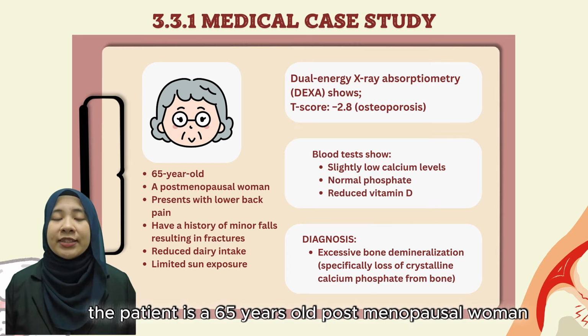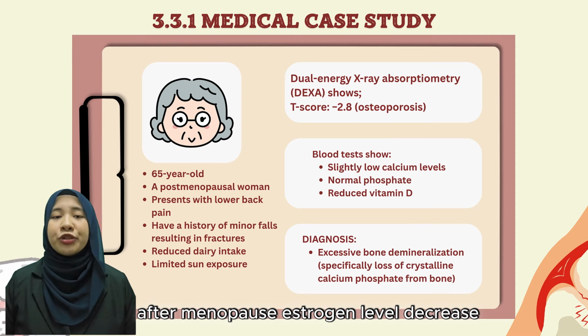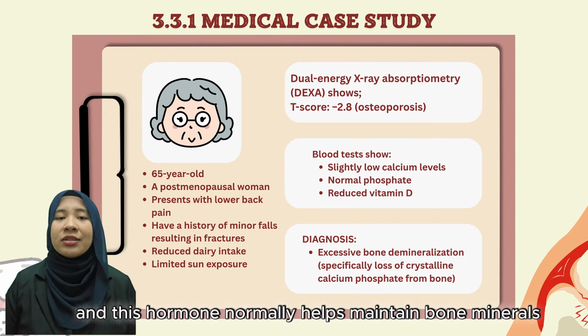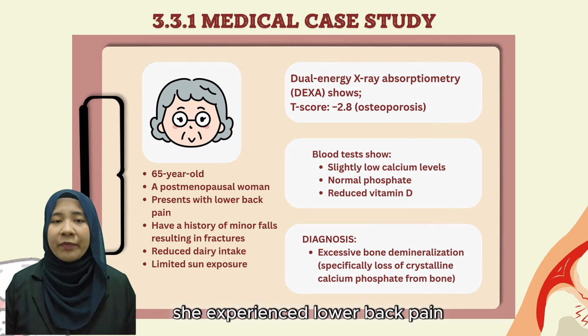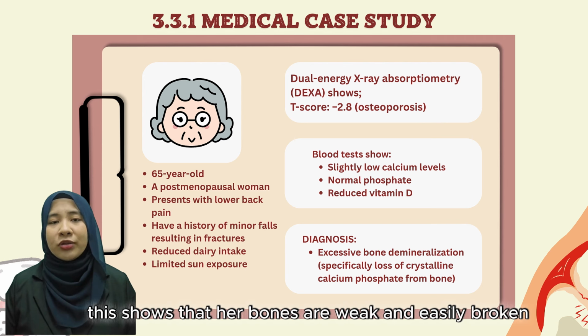The patient is a 65 years old postmenopausal woman. After menopause, estrogen levels decrease, and this hormone normally helps maintain bone minerals. When estrogen is low, bone mineral loss happens faster. She experienced lower back pain and has a history of minor falls that caused fractures. This shows that her bones are weak and easily broken.